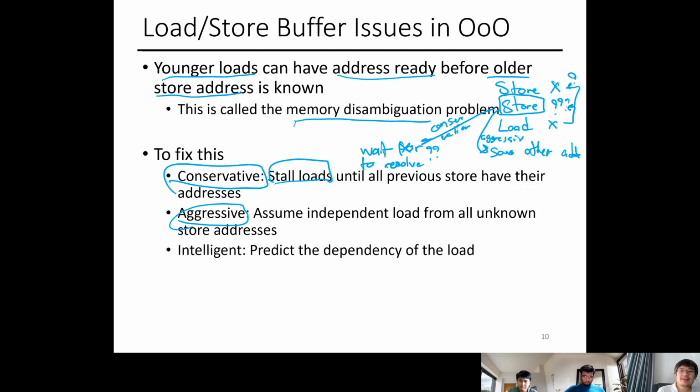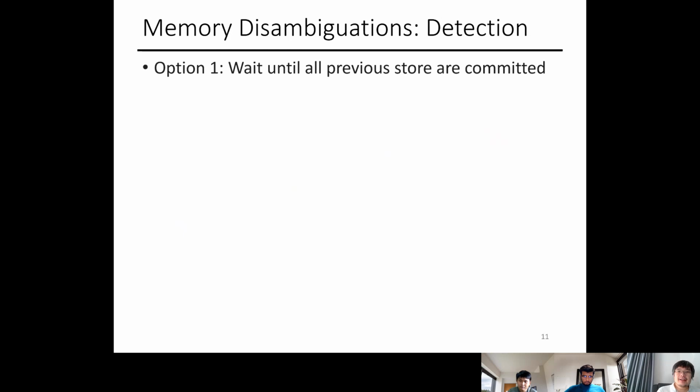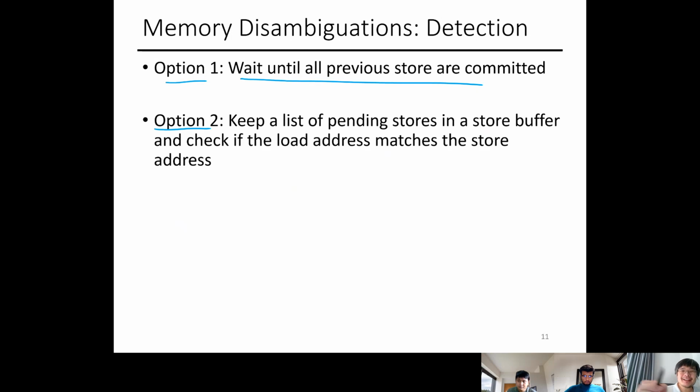And you can predict, right? You can predict basically the dependency of that load. To do this, it means you have two phases, detection and scheduling. When you detect, option one is you wait until all the stores are committed. This is slow. Option two is you keep the stores in the store buffer, right? And then check if the load address would match the store address. That's how you detect the dependency. This is dependency detection.